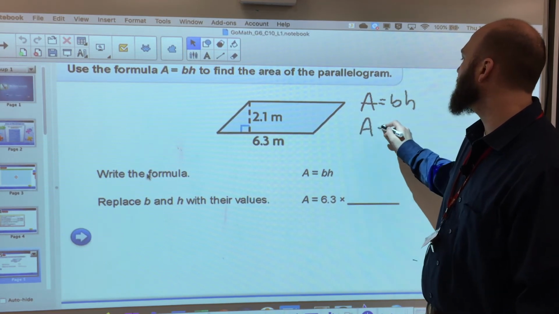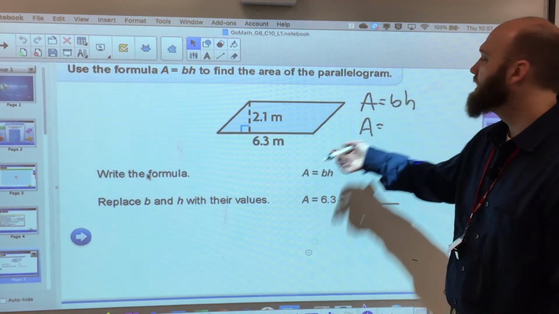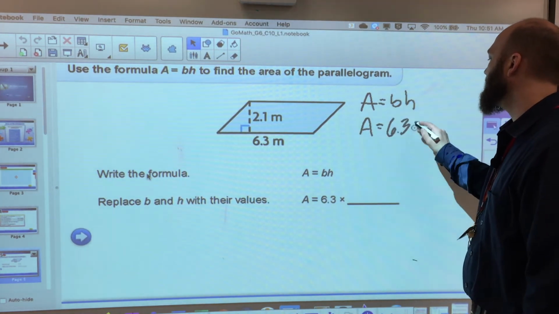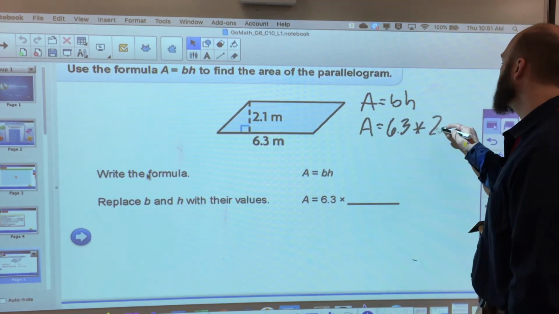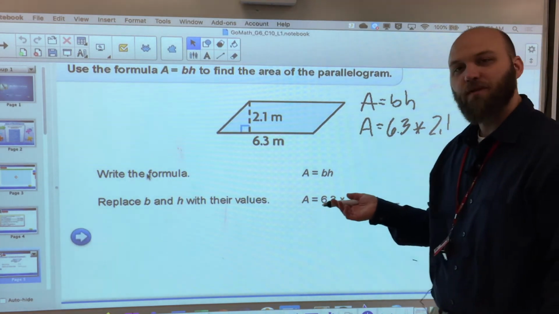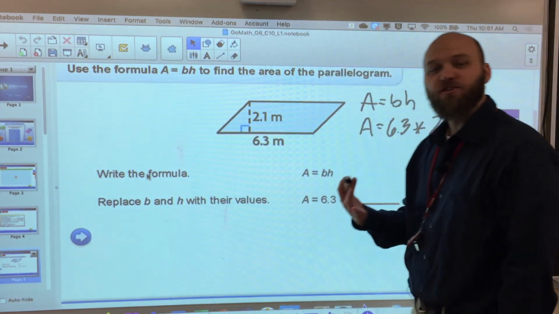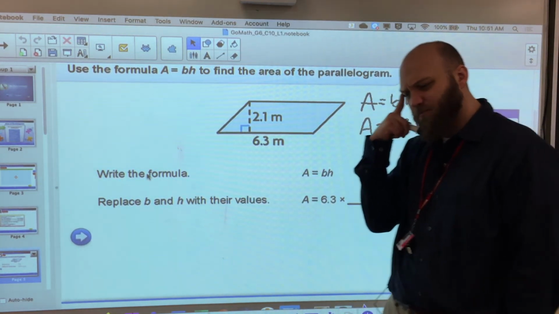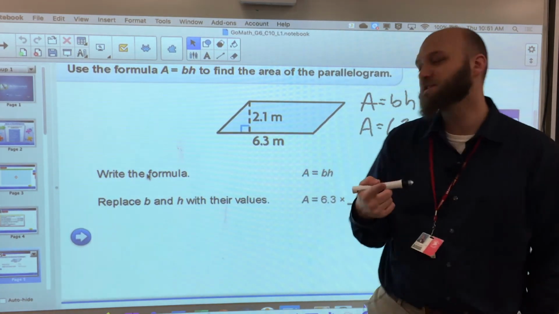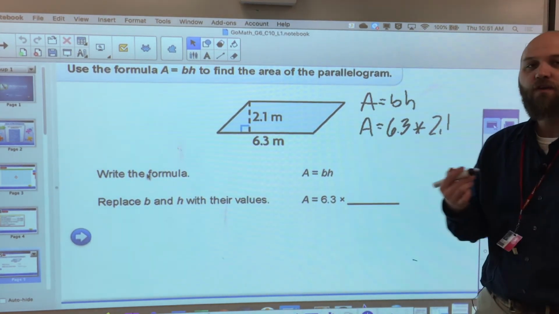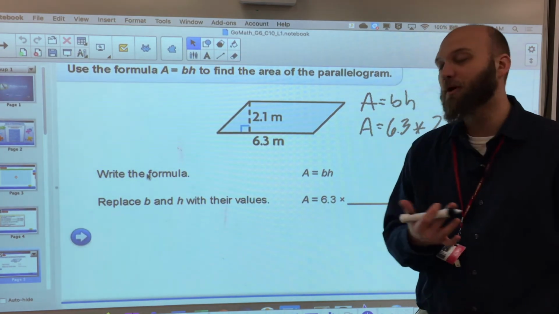I don't know the area. That's what I need to find. My base is 6 3/10. My height is 2 1/10. It's the exact same thing we did before, but now we're just adding decimals. If I'm multiplying with decimals, I want to double check my work. So I would estimate 6 times 2 is 12. My answer needs to be somewhere in the ballpark of 12, right?